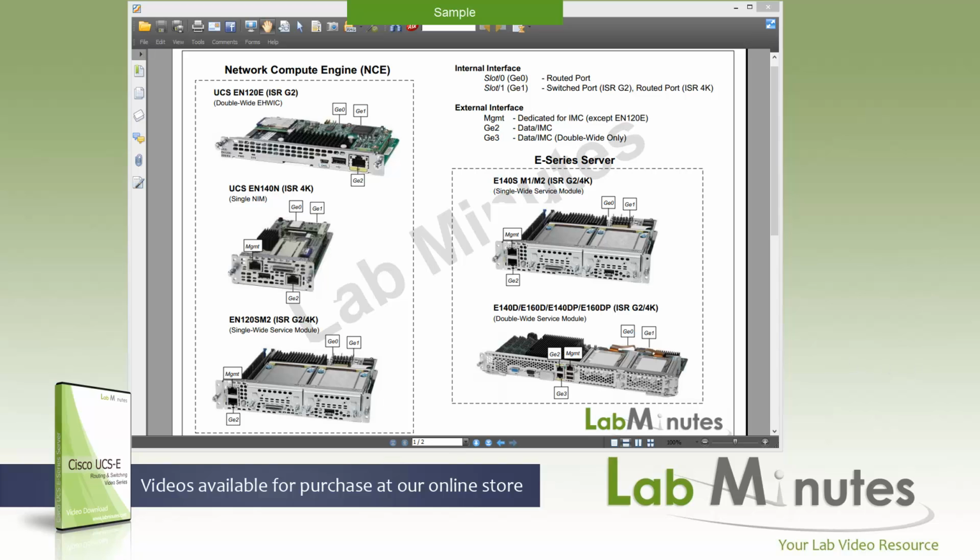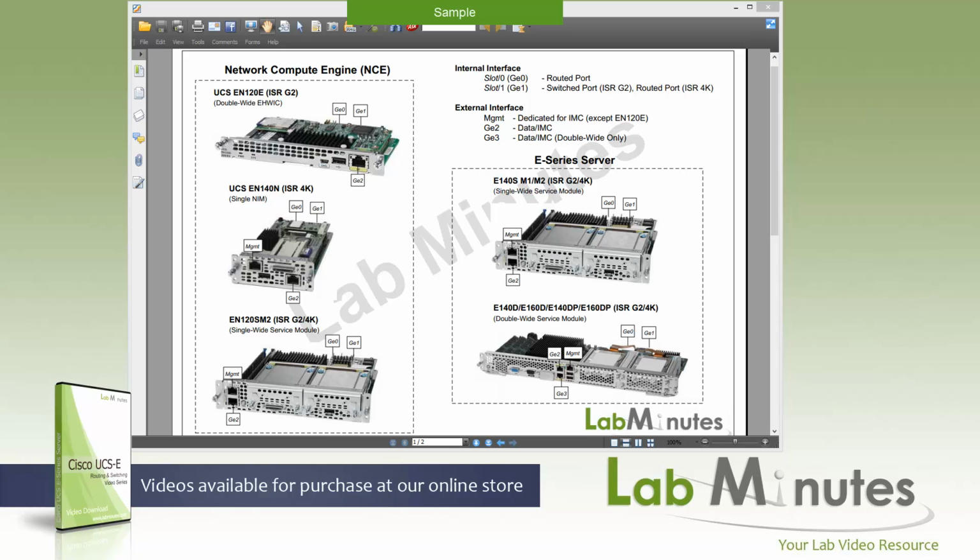This is the first video of our video series on Cisco Unified Computing System Express, or UCS-E. UCS-E has been around for quite some time now and has been used primarily to provide virtualized network services at the WAN edge that serve compute resources to run business applications at remote sites.